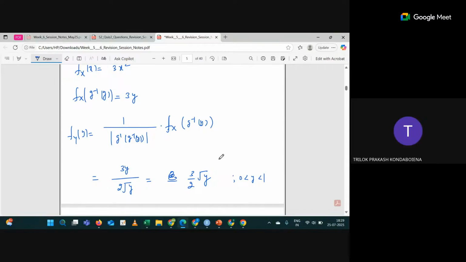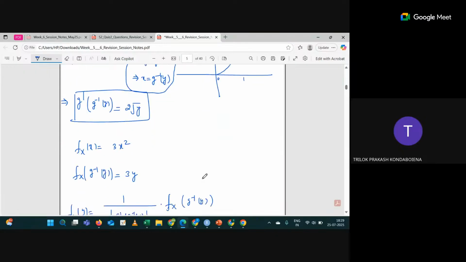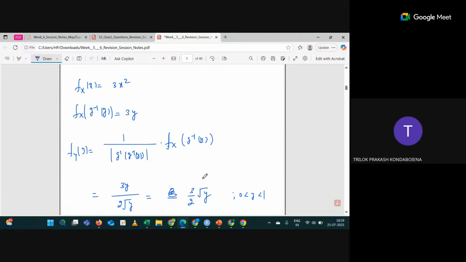Sir, in this example, when you are finding g inverse y, in the g dash case, we have to use y equal to x square for finding the g inverse y. But in the other case, the f of x case, we have to use 3x square for finding out the x value.